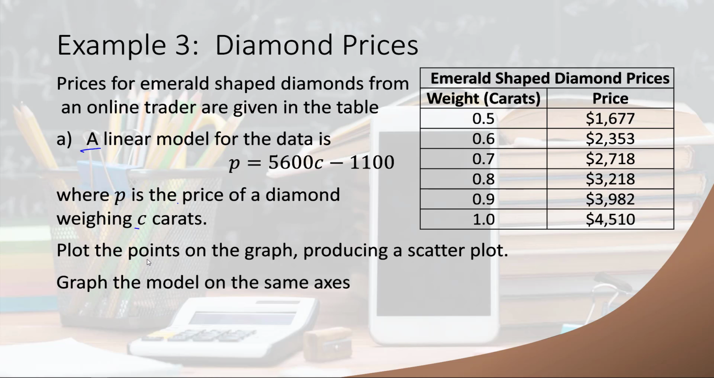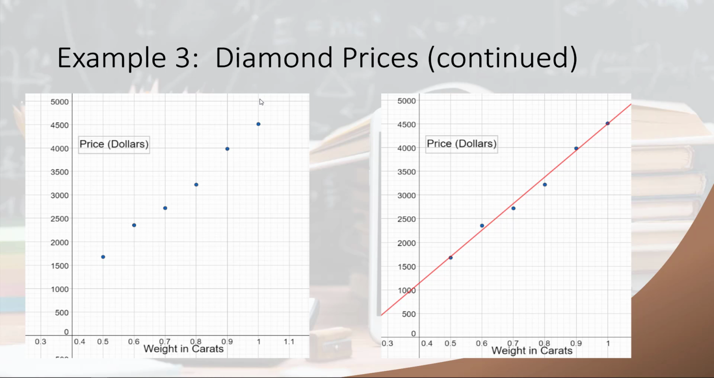And the first thing that we want to do is plot the points on the graph, producing a scatter plot. And then we want to graph the model on the same axis. So we want to plot these points, and then we want to graph this line. And if you do, here are the points right here. And then here is a plot of the line right here.